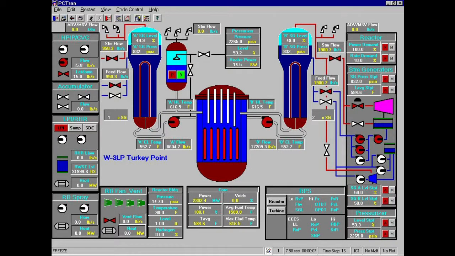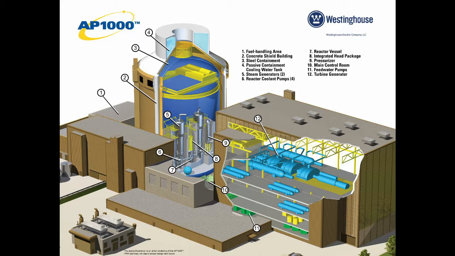This simulation experiment was conducted on PCTran, a software that simulates in real time the operations of various nuclear reactors. This experiment analyzed the Westinghouse AP1000 reactor, which is a pressurized water reactor with improved use of passive nuclear safety. The various experiments simulated increasing and decreasing thermal power output through control rod loading, turbine loading, and reactor shutdown, otherwise known as SCRAM. These processes and the results of these experiments will be analyzed in the following video.